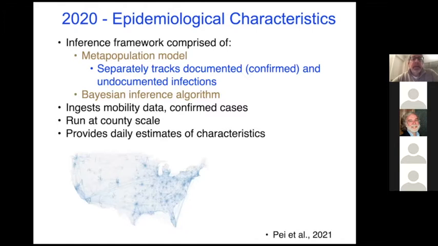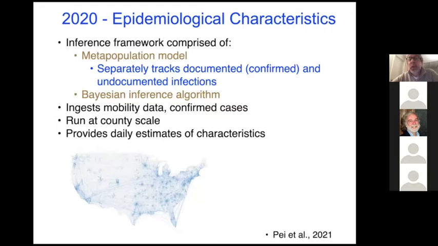Now, this whole system, the mathematical model, is coupled with a Bayesian inference algorithm that allows us to ingest confirmed cases and inform the model states. Now, the model states are things like the number of people who are currently latently infected, the number of people who are infected who will be confirmed, the number of people who are infected who will be undocumented infections, and the number who are susceptible.